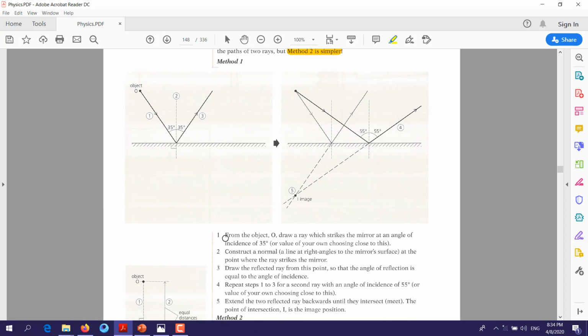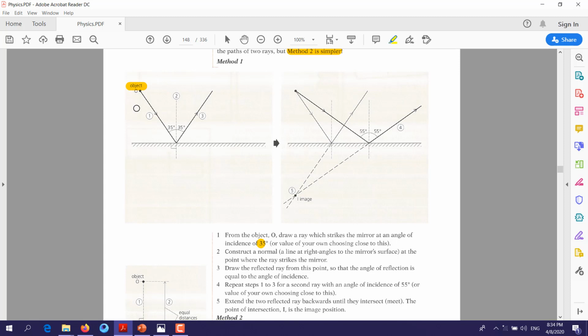Here, the steps. It says from the object O, draw a ray which strikes the mirror at an angle of incidence of 35. Here it's the object. Here it's the mirror. So what kind of mirror is this? It's a plane mirror, because as you can see, it's flat.